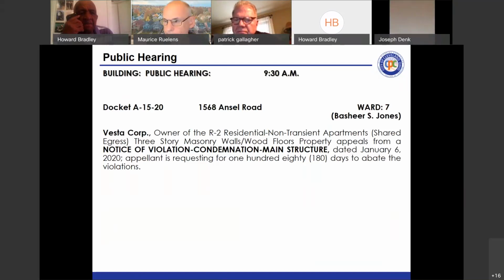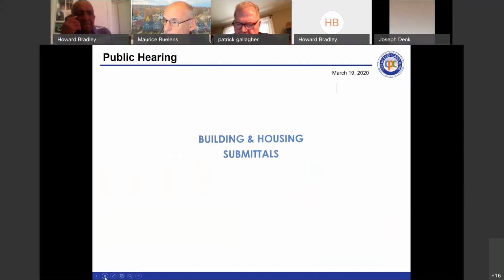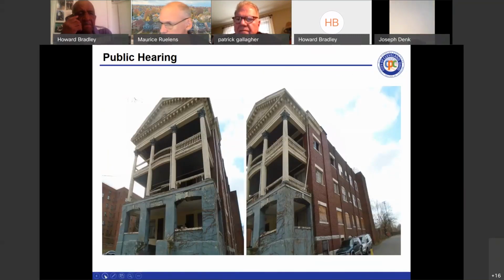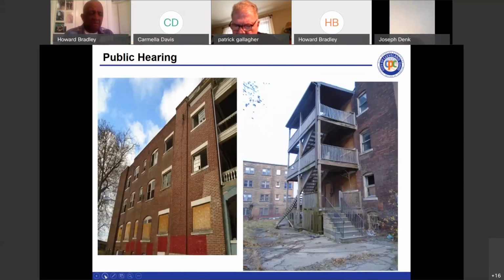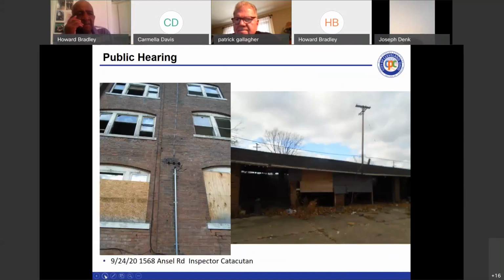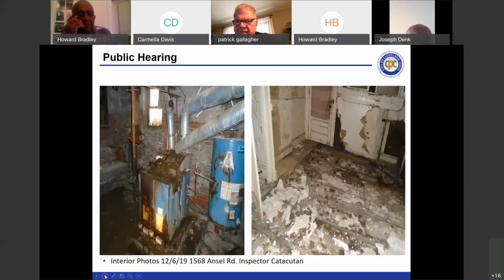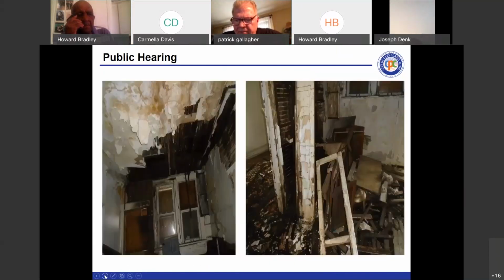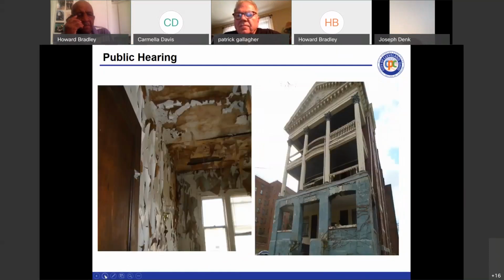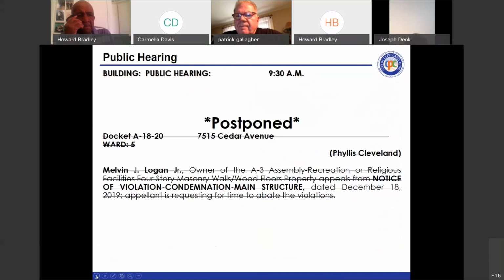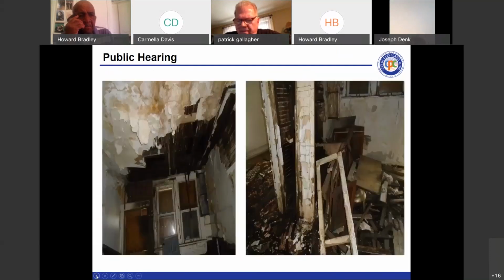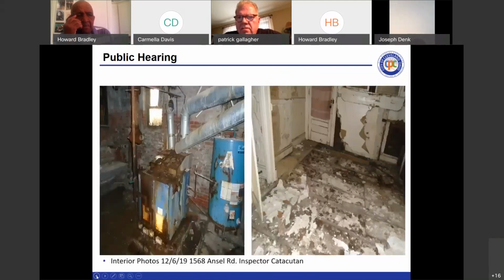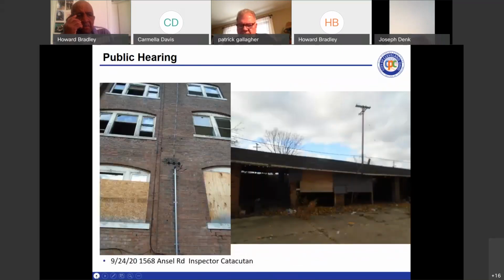Okay, next property is docket A15-2015, 68 Ames Road. Application and fees are in order. Notice of violation is a condemnation of the main structure issued January 6, 2020. Appeal statement received January 14, 2020, requesting 180 days to abate the violation. Present for the hearing: Tom Vanover, Building and Housing; Patricia Ashton, Law; Mr. Brown, owner and appellant. Do you solemnly swear or affirm that the comments you're about to make are the truth, the whole truth, and nothing but the truth? I do.